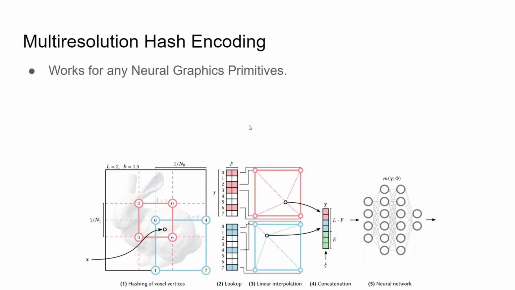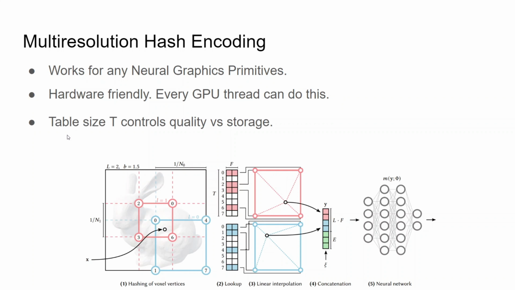So there are a couple points here I'd like to emphasize. Firstly, this encoding scheme is general enough to work for any neural graphics primitives and can potentially be applied to other types of neural networks like transformers. Second, all the operations involved here are hardware friendly, including the hash functions, so every GPU thread can do this. Lastly, table size t is a trade-off between the quality of reconstruction versus the storage.